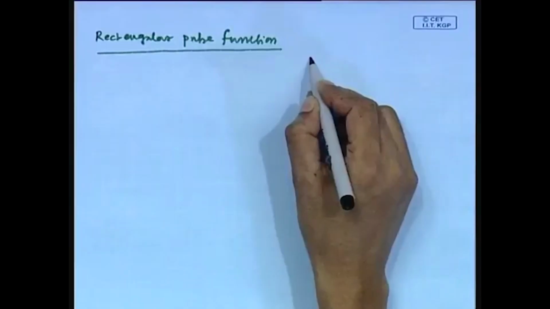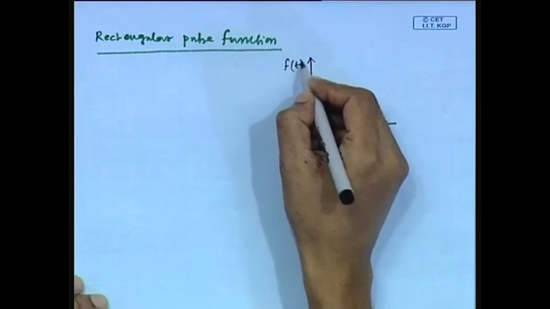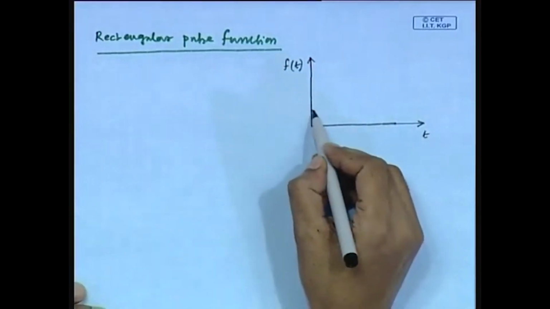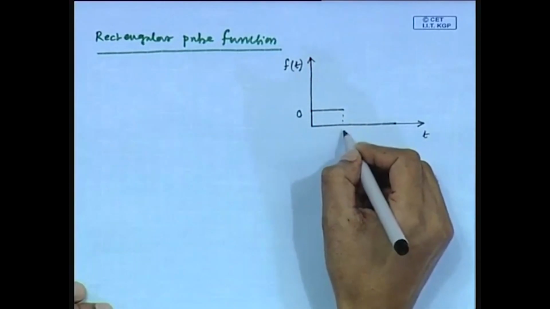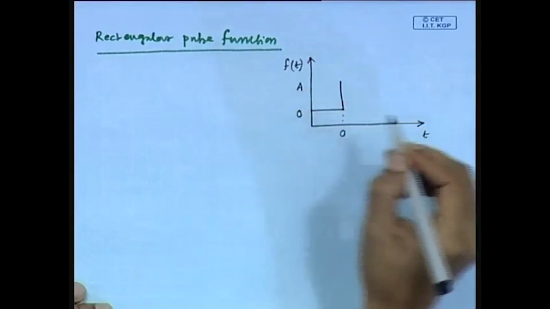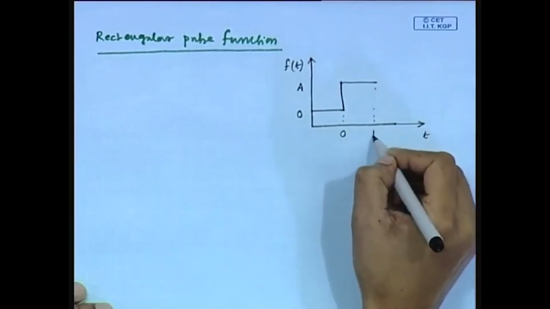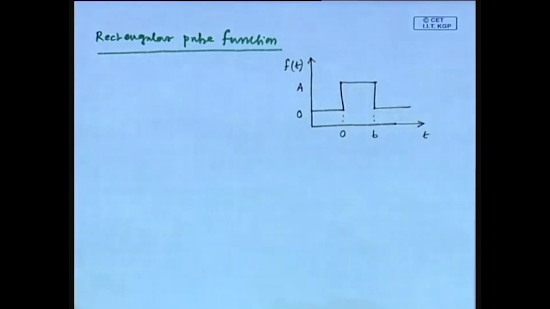So, this is Ft and this is time t. Initially Ft is 0. Now, it changes at time t equals to 0 by unit of suppose A, then it remains there up to time B, then it returns to the old value. This is the graphical representation of a rectangular pulse function, fine.